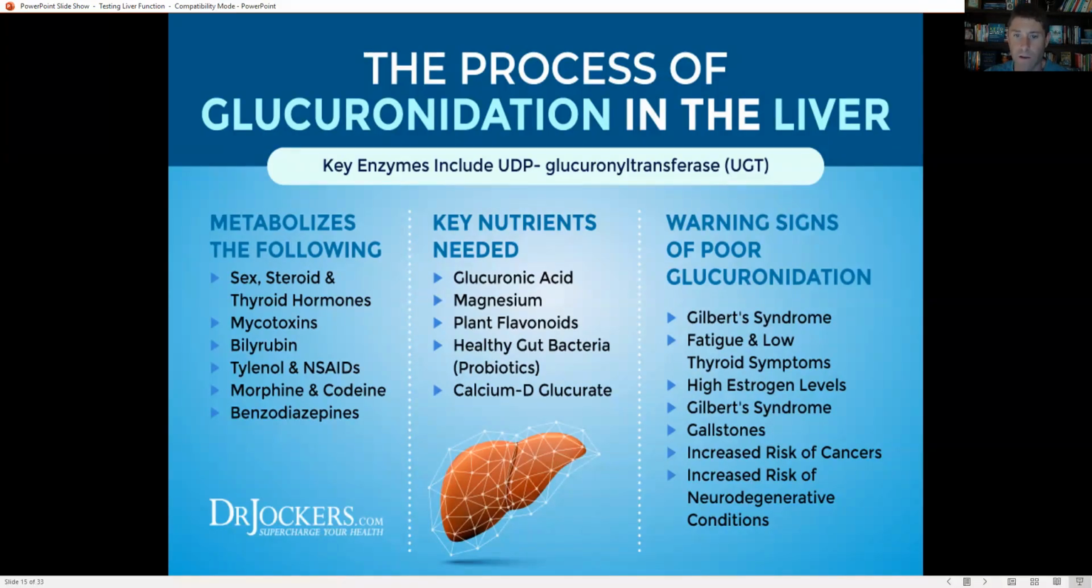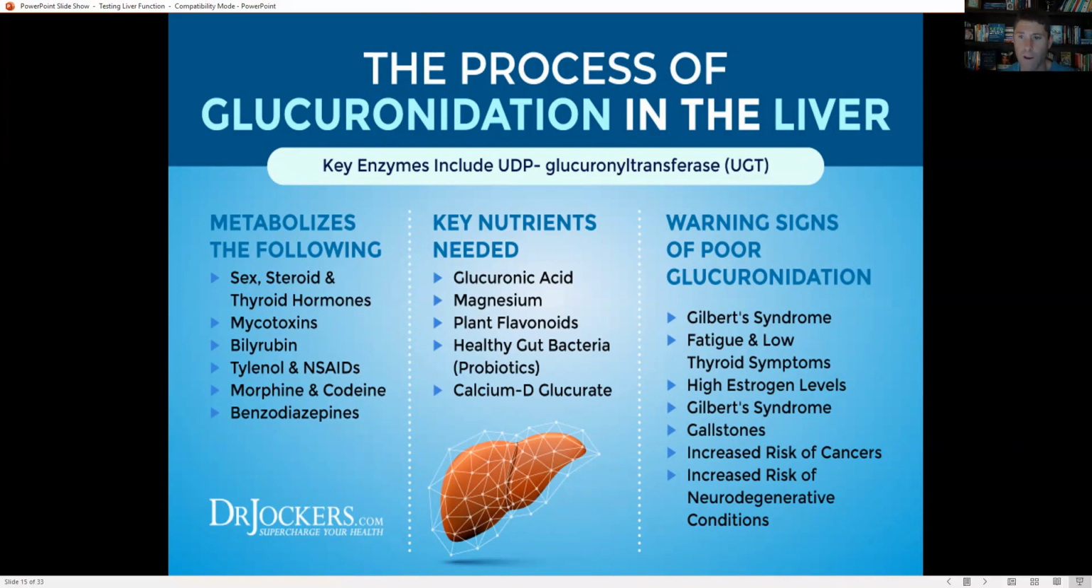Healthy gut bacteria, again, important for the breakdown here and keeping beta glucuronidase under control and helping to sweep things through the gut and through the colon. So warning signs of poor glucuronidation. Gilbert's syndrome, where you have the high bilirubin, normal liver enzymes. So if you see high bilirubin, you've got to be thinking, I want to support glucuronidation. I want to be supporting bile flow.